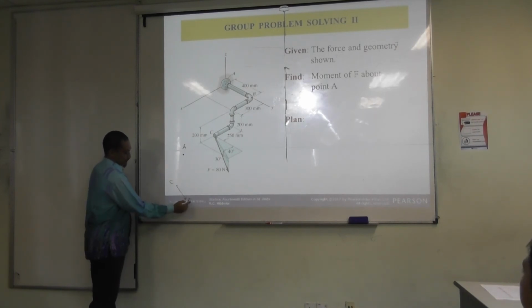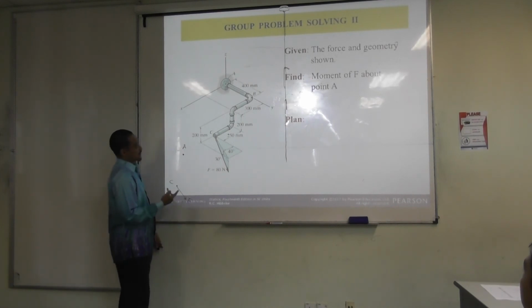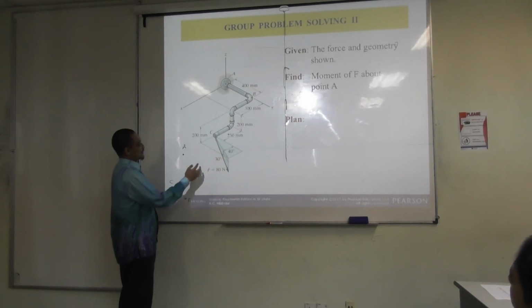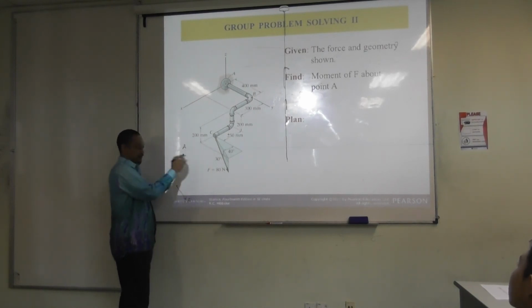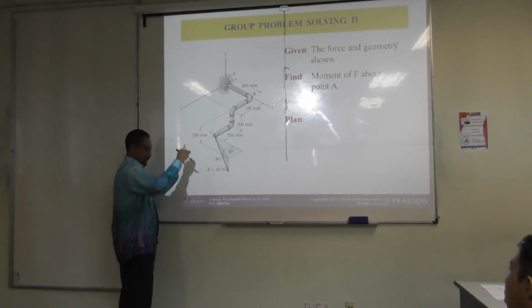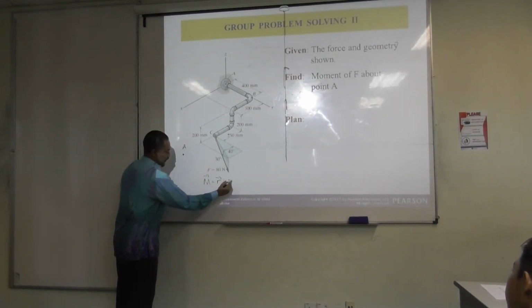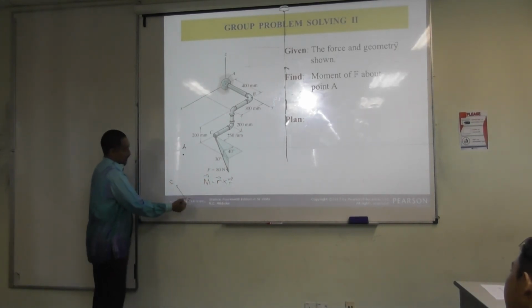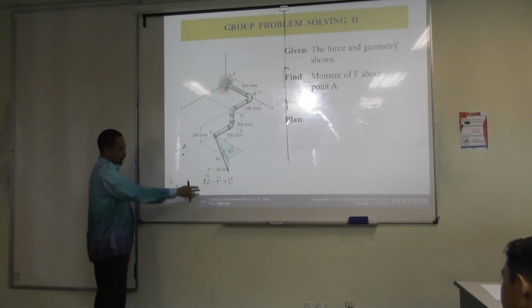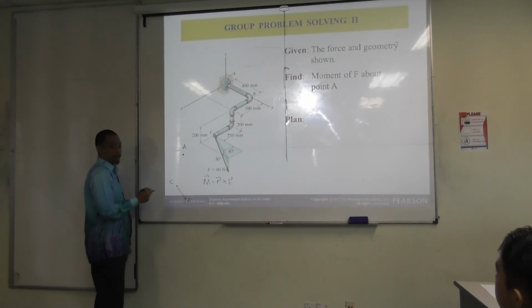This is F, right? What equation do you want to use? Vector or scalar here? If you can try with scalar, good luck. If you get the correct answer, fine, but normally the calculation will be a bit more tedious. The easiest one is M equal to R cross F. As long as I can get F into ijk, I'm okay. What about R? R is from what point to what point?